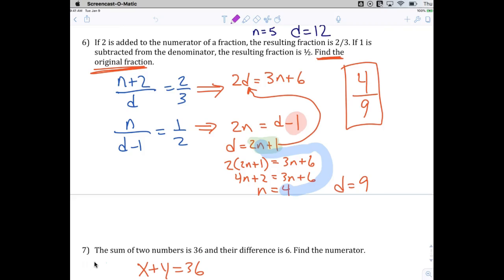Now that I know n is equal to 4, remember, what does d equal? D equals 2 times n plus 1. So I plug 4 in for n. That's how I came up with 9. All right? Now again, I'm not accepting just you figuring out in your head that the answer is 4/9ths. I'm expecting you to see the work.